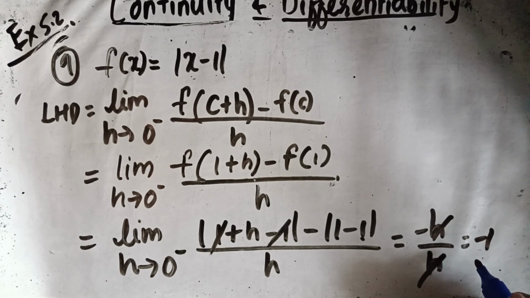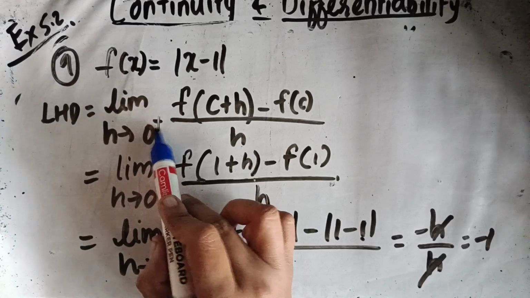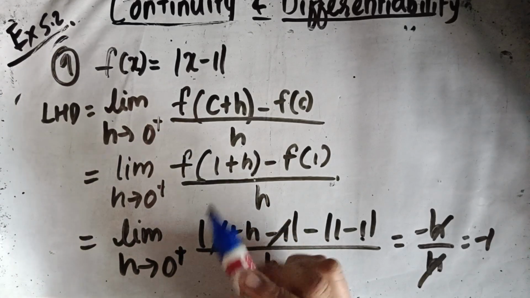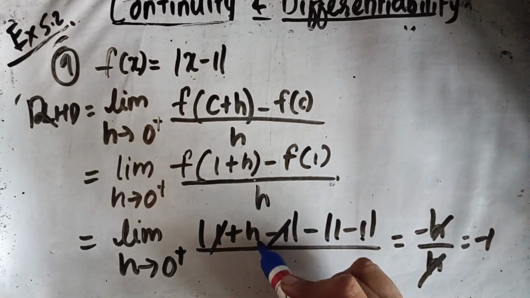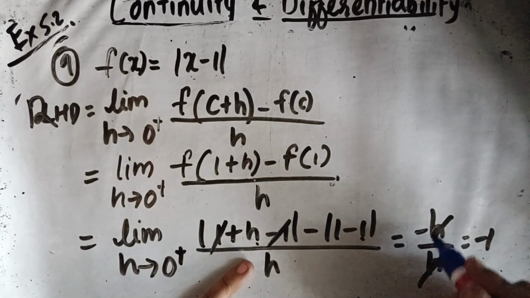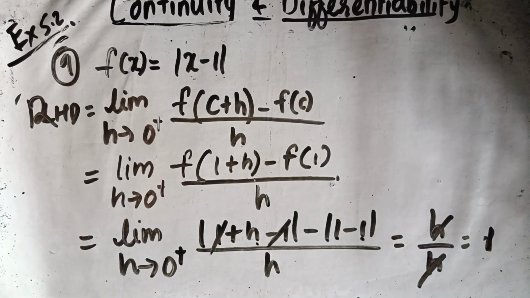Same way you have to check for the right hand derivative, that is here it will be plus, and this h, you will get positive h, so you will get plus 1. So left hand and right hand derivatives are not equal. So f is not differentiable at x equal to 1.